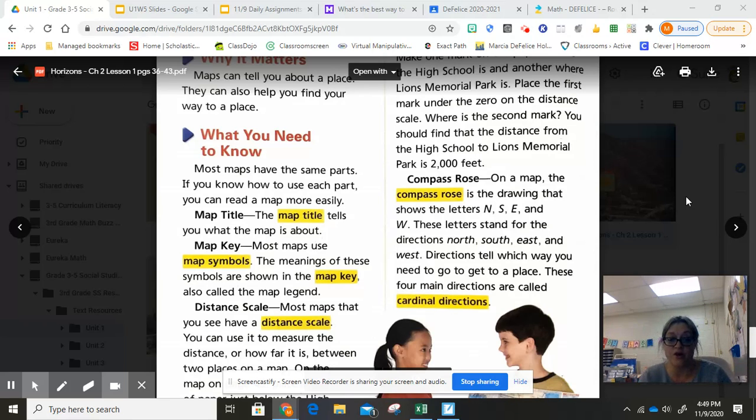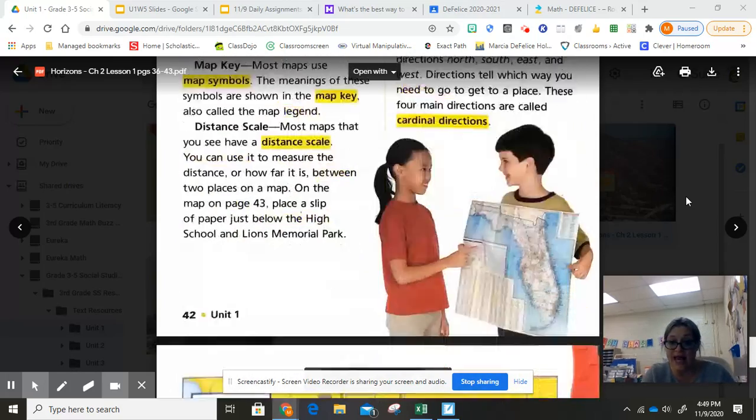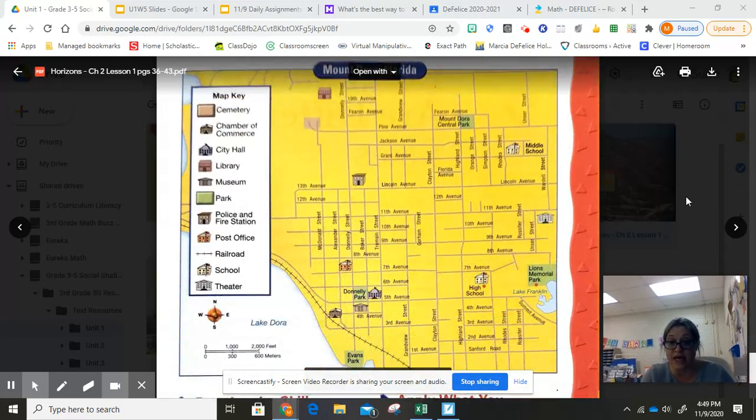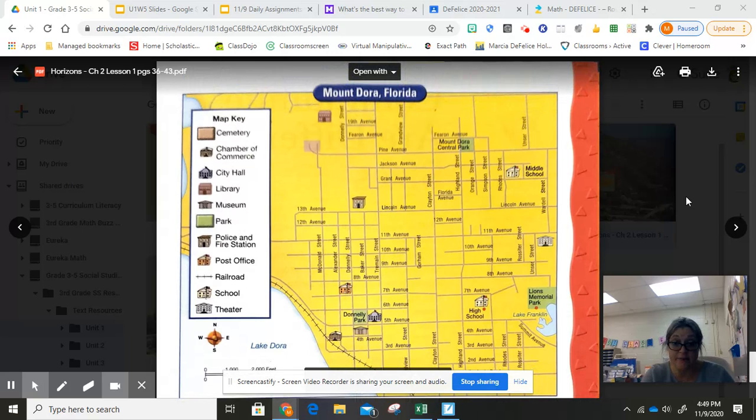All right. So now that we know all of our map terminology and vocabulary, we can actually get into looking at a specific map. All right. So here is the map that we're going to look at together. First of all, what's the map title? What is this a map of?